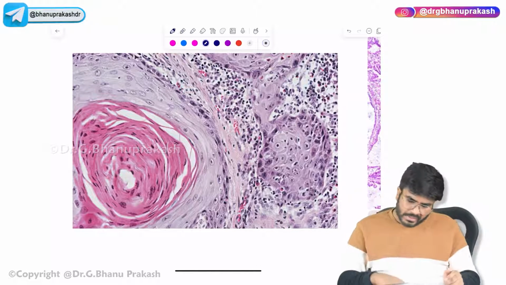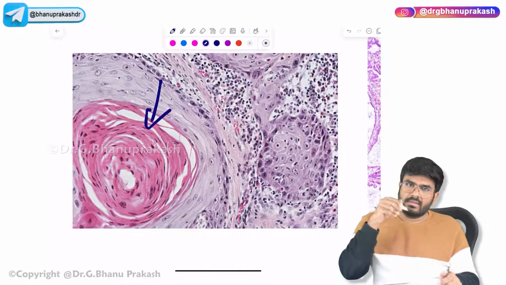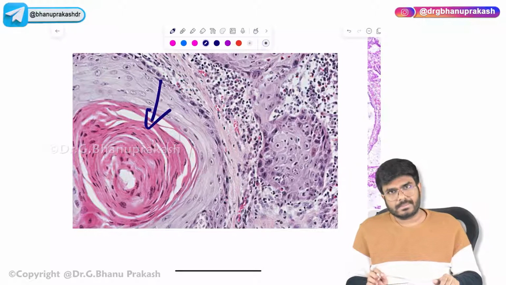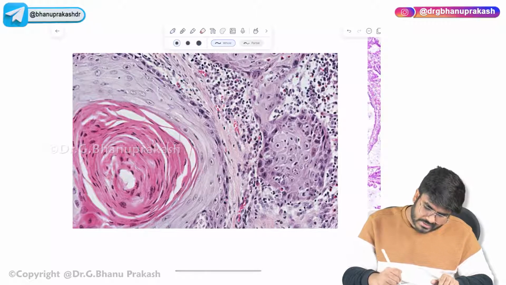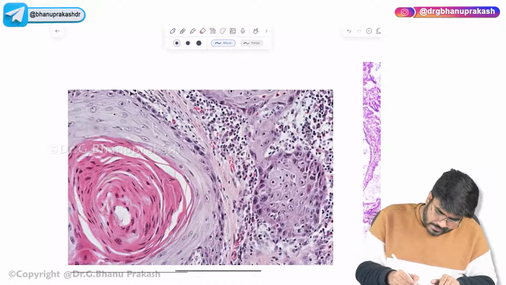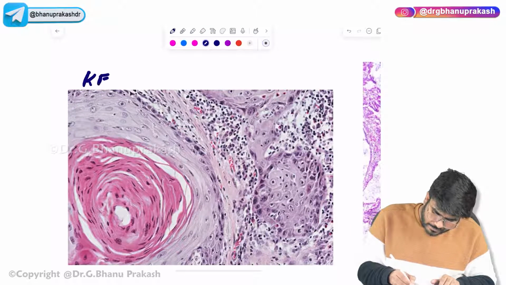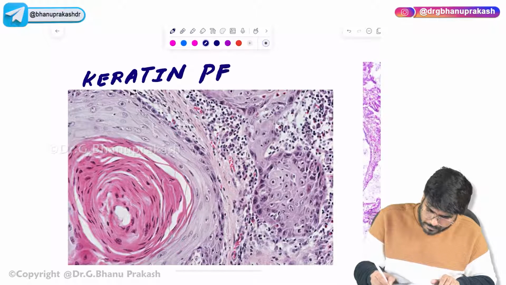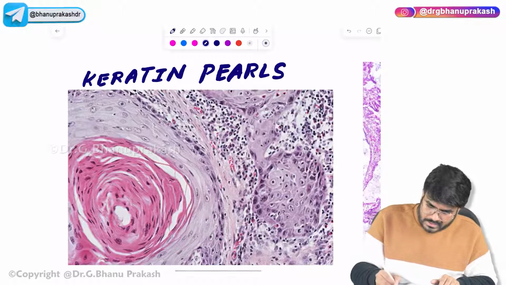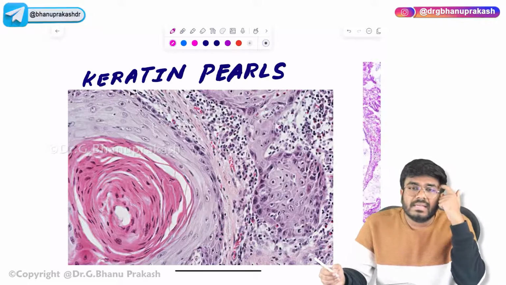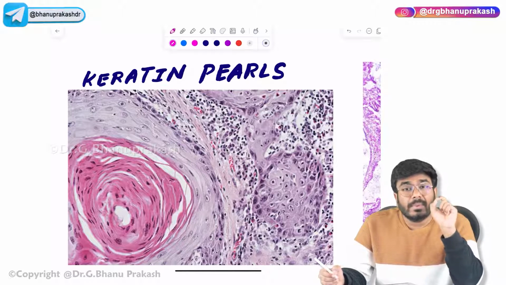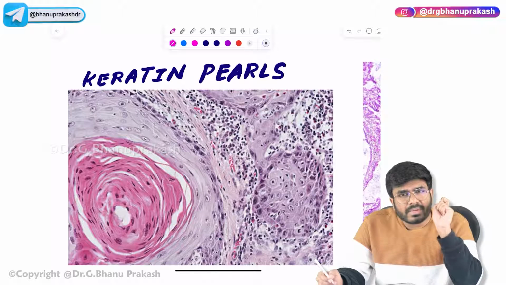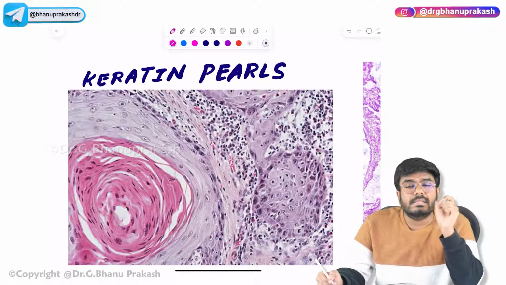See, the cancer is showing this pink color thing. Like the whorl appearance, the pink color whorls are there. What exactly is this? These are called keratin pearls. What exactly is keratin? It's an intermediate filament, especially present in the epithelial cells.